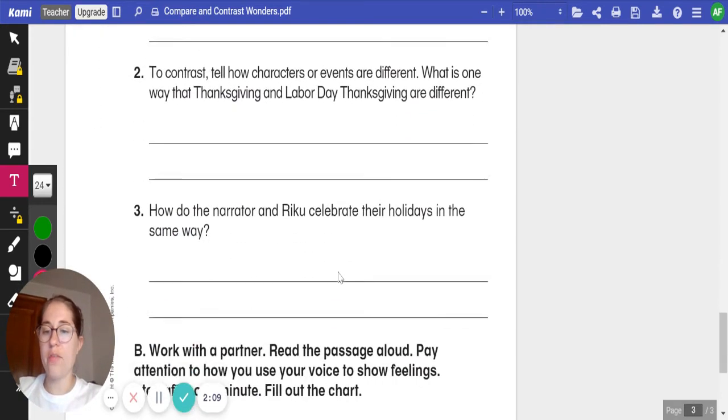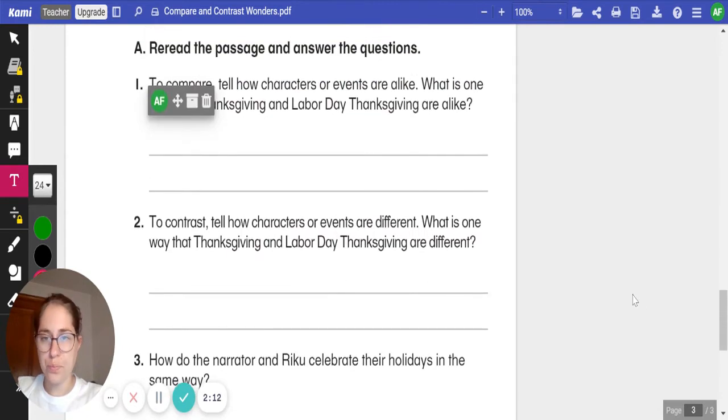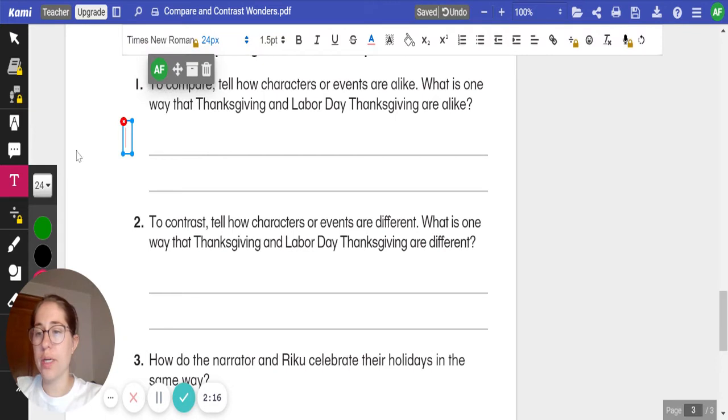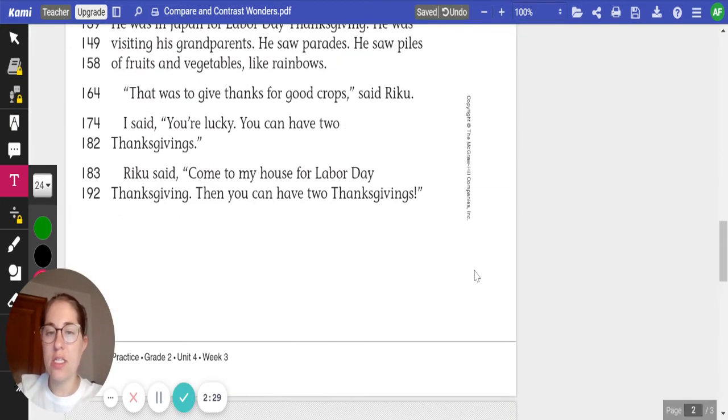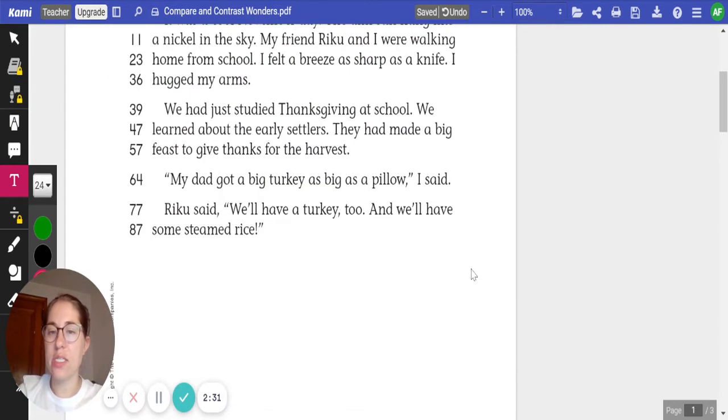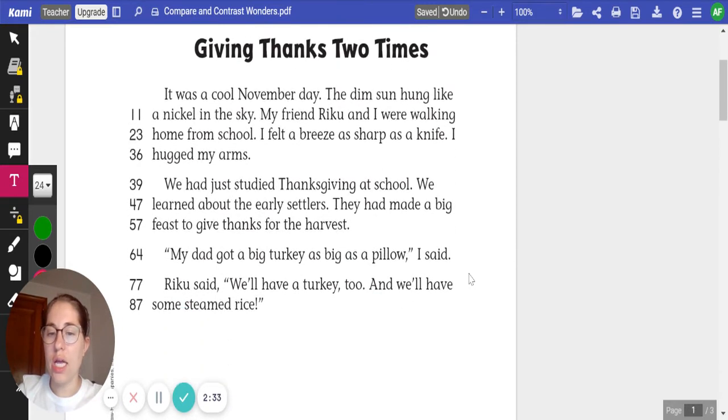All right, we have 3 questions to answer. We are comparing and contrasting from our story. Number 1, to compare, tell how characters or events are alike. What is one way that Thanksgiving and Labor Day are alike? Let's go up to the passage and see if we can reread anything that tells us how they are alike.